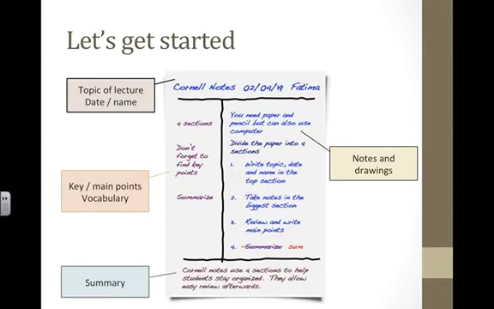So if you write a very short explanation of the lecture, think about if you were going to explain the lecture to a student who was absent that day. How could you do it quickly? That's a summary.